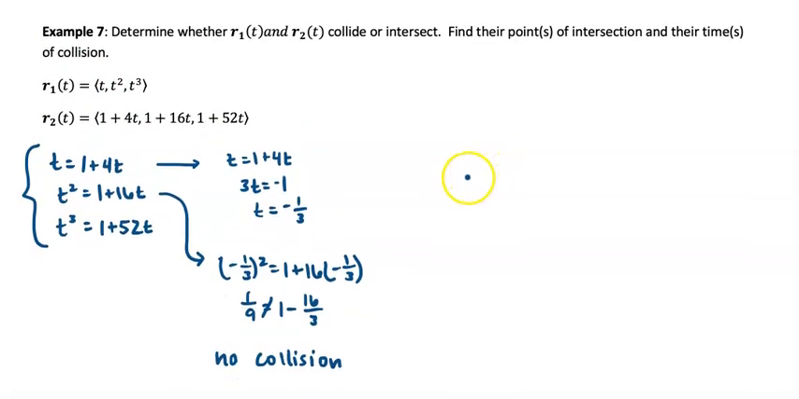Well, for an intersection, they don't necessarily have to be at the same place at the same time. They just have to cross the same path at one point, meaning that we can have different variables. So for their intersection, we also have a system of equations, but now I'm going to call one of the variables s and the other t. So for R1, I'll stick with t.